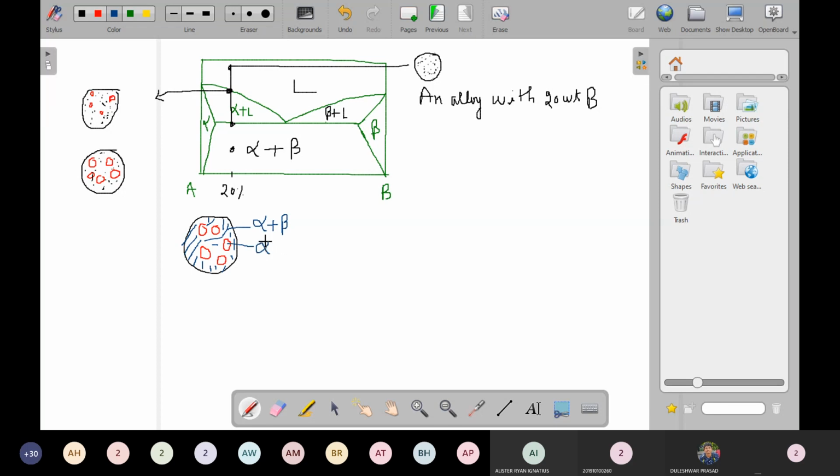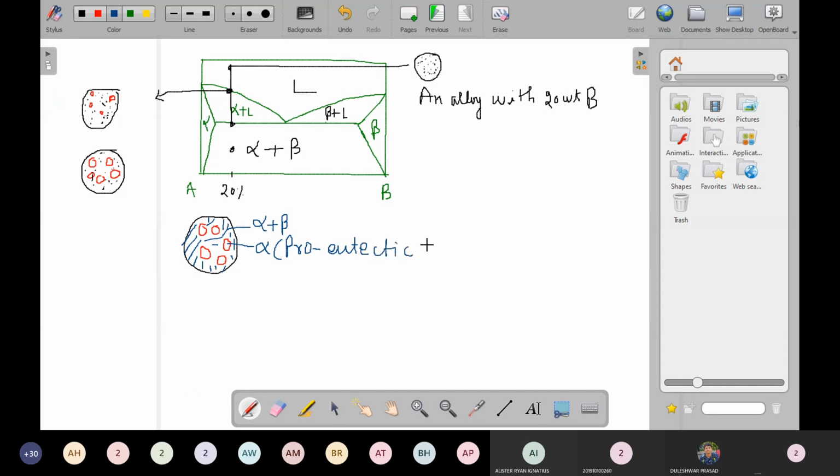Now how to differentiate this alpha from this alpha? This alpha is nothing but the alpha that has formed over this region, and this region is above the eutectic. So in order to differentiate these two alphas, we call that original alpha pro-eutectic alpha.